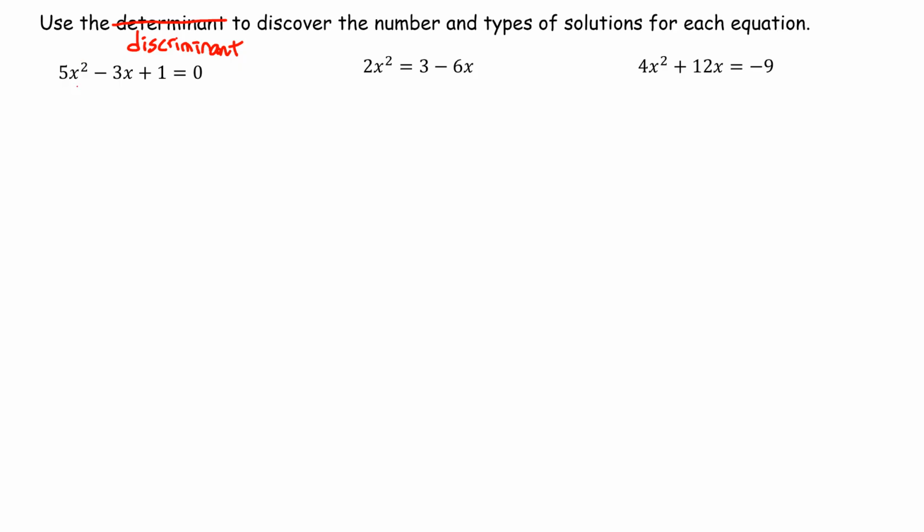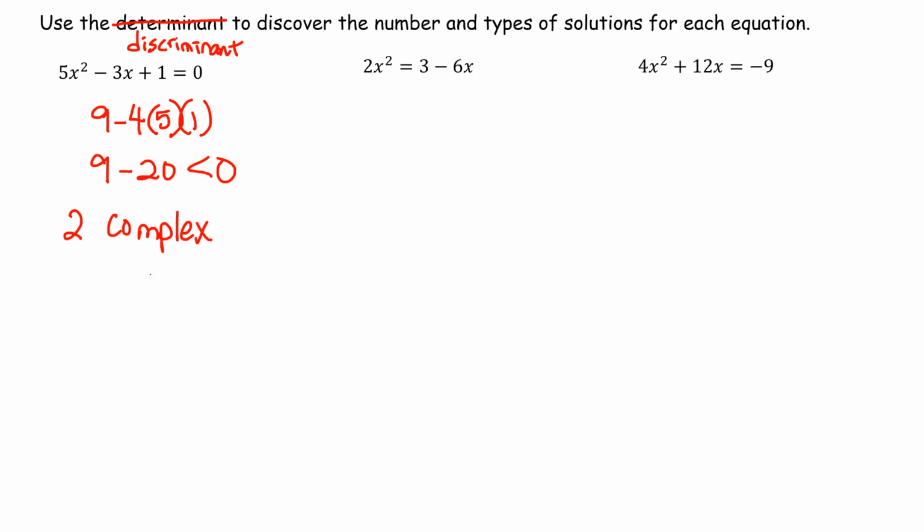So the first equation, a is 5, b is negative 3, and c is 1. So b squared is going to be 9 minus 4ac, so 4 times 5 times 1. That's your discriminant, 9 minus 20. That's a negative number that is less than 0. So this is going to have two complex solutions. You just use the discriminant when you don't really care what the solutions are. You just want to know what kind and how many.